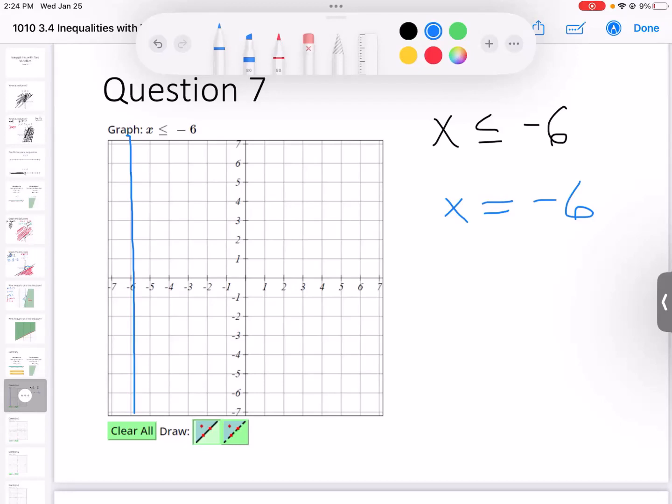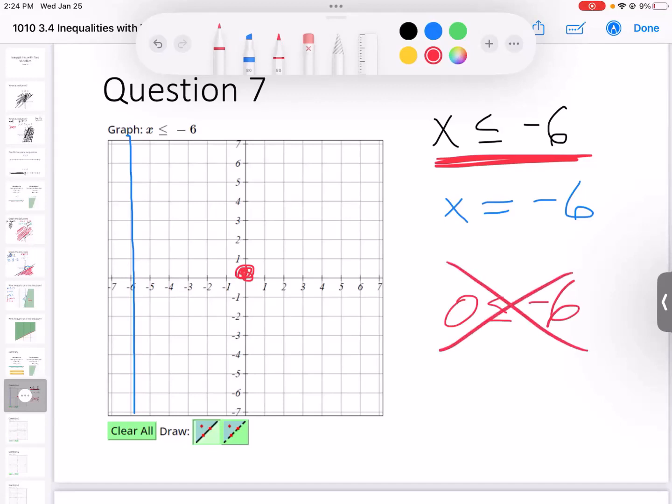And then when I'm trying to check which side of the line to shade, because what they asked me to graph is actually an inequality, maybe I might choose (0, 0), because that's always my favorite point to graph. And if I plug that in, I get 0 is less than or equal to -6, because there was no y to plug the 0 in for. And that's a false statement. And so that means that point is not a solution. So I would shade the other side of the line instead.